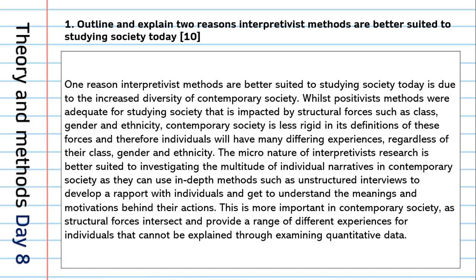People have a mass of different experiences within society based upon their social class, based upon their gender, based upon their ethnicity, and the intersections between those. So we'll look at that a little bit in this essay. While positivist methods were adequate for studying society that is impacted by structural forces such as class, gender and ethnicity, contemporary society is less rigid in its definition of these forces, and therefore individuals will have many differing experiences regardless of their class, gender or ethnicity.